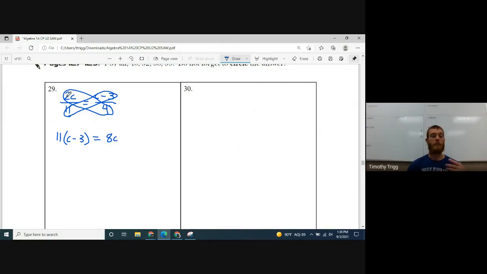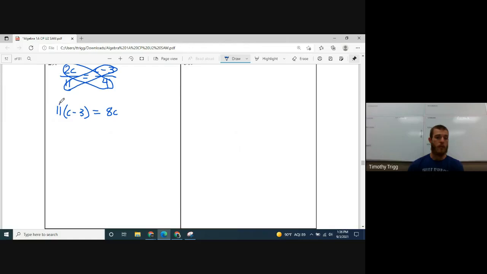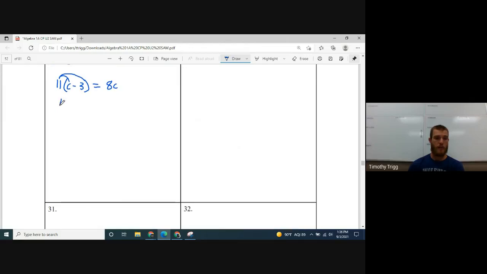Whenever you're multiplying something with a variable times a number, you just multiply the coefficient, right? The 2 times the 4 gives you 8. What do we do next? Well, we distribute this 11. So the 11 gets distributed to everything in the parentheses. So that's going to be 11c minus 33 equals 8c.